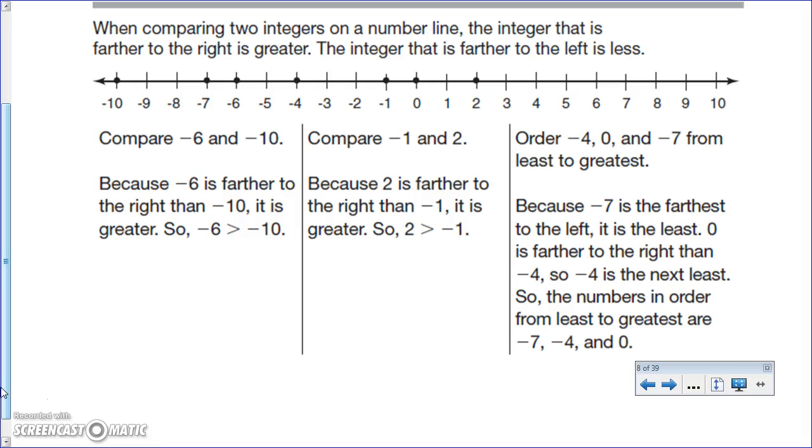Order -4, 0, and -7 from least to greatest. Because -7 is farthest to the left, it's the most negative. It's the least. 0 is farther to the right than -4, so -4 is the next least. So we have -7, -4. And then 0 is the greatest. So the numbers in order from least to greatest are -7, -4, and 0.